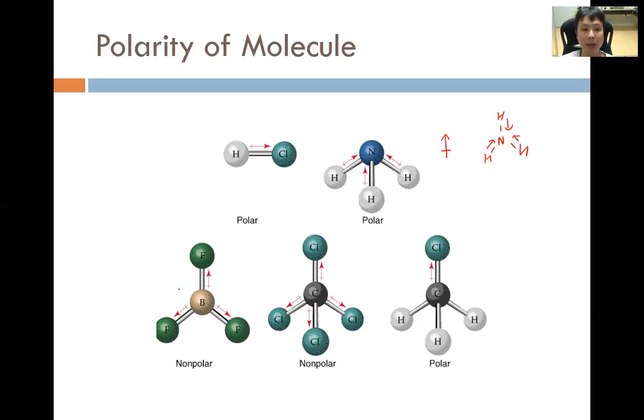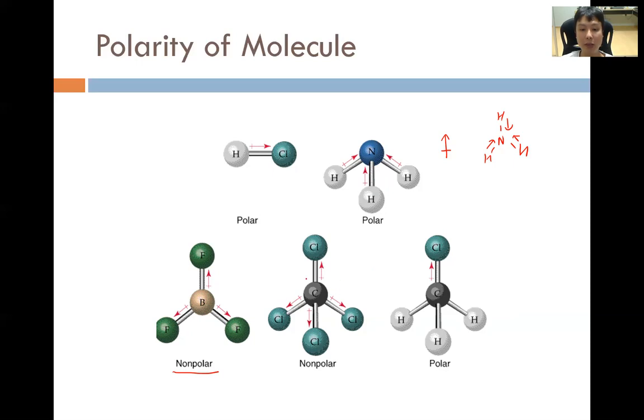Okay, so BF3 is an example that I went through just now. If you draw an arrow towards fluorine and then you add these three vectors, you get a zero vector, and therefore it's non-polar. Basically, if the molecule is symmetrical, then when you add up the bond vectors, you are going to get a zero vector. For those of you that are not familiar with the addition of vectors, if the molecule is symmetrical, then when you add up the bond vectors, you're going to get a zero vector.